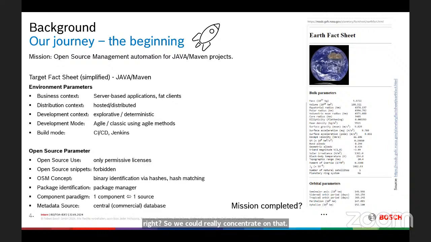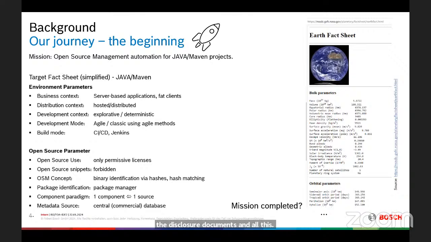And what we did there, also, we used only permissive licenses. So this also made it a little bit more easy. Snippets were forbidden by default. So we also did good trainings with the developers, so to avoid this. And we had a nice OSM concept based on Maven Central, where we just could use the hashes for the identification, did this hash matching, and identify then the components, the packages, and could use a central database for all the metadata and use that to compile then our open source reviews and the disclosure documents and all this.